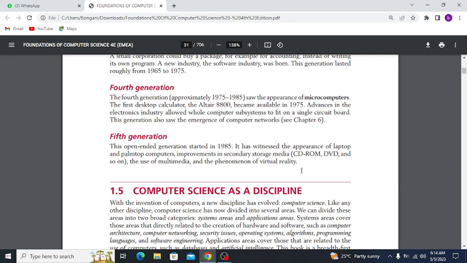So these are the generations of computers that we experience from the first generation to the fifth generation.